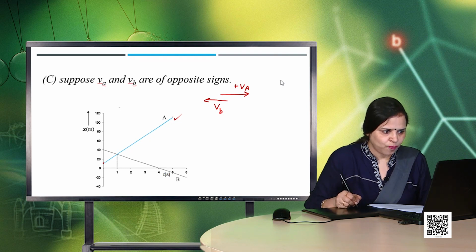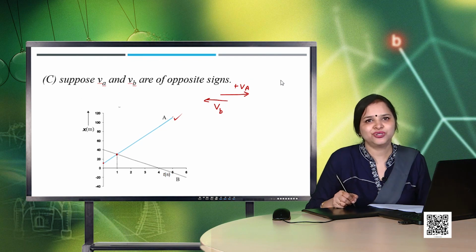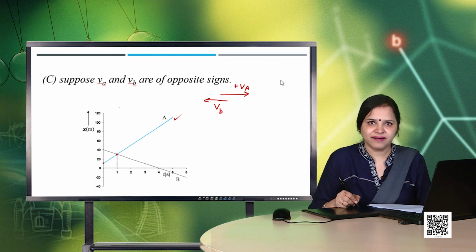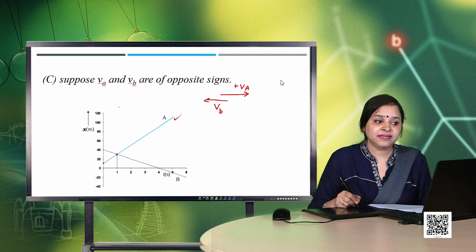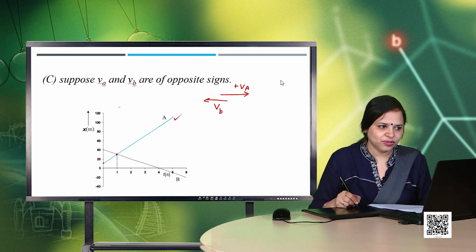Again, the point of intersection represents the instant where the two objects will meet. So, here we see that at a time of 1 second, both the objects will meet each other. So, this is how we can represent the relative motion between the two objects graphically.